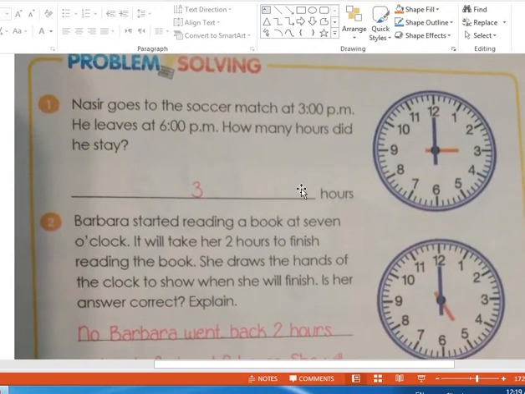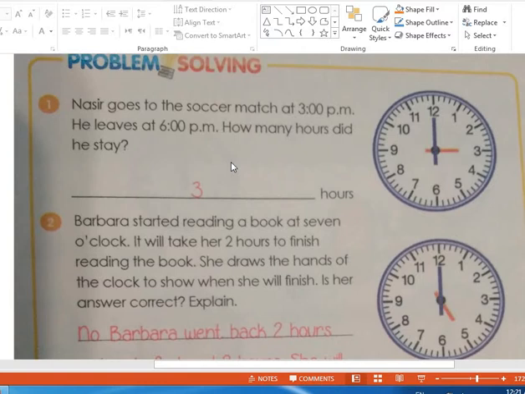Here, Nasser goes to the soccer match at 3 p.m. He leaves at 6 p.m. How many hours did he stay?